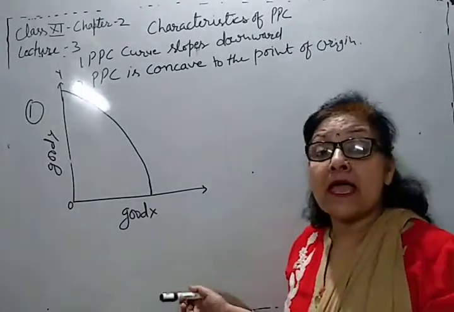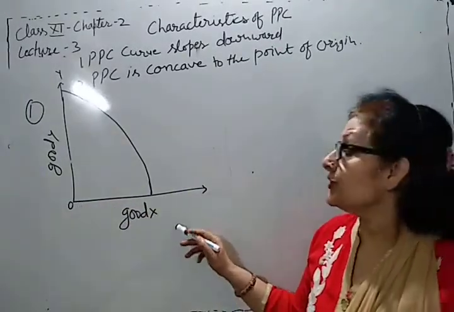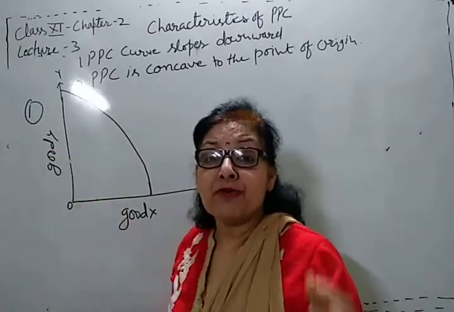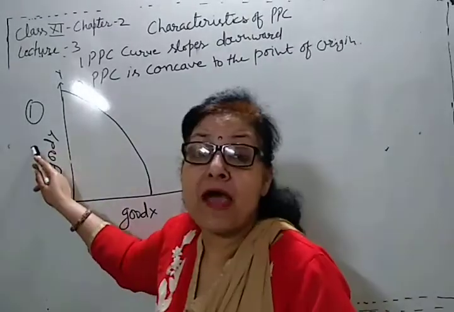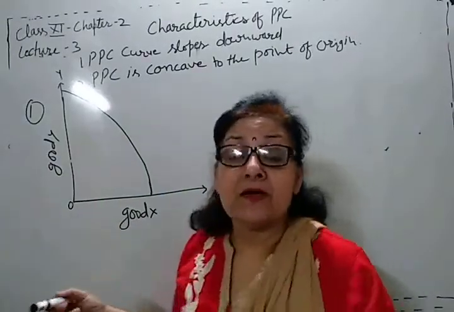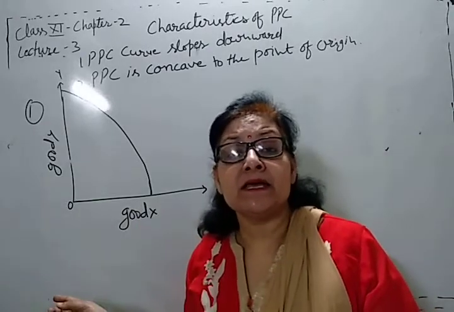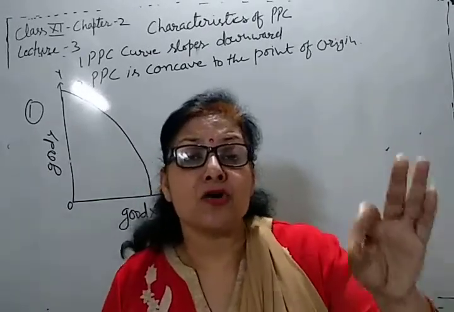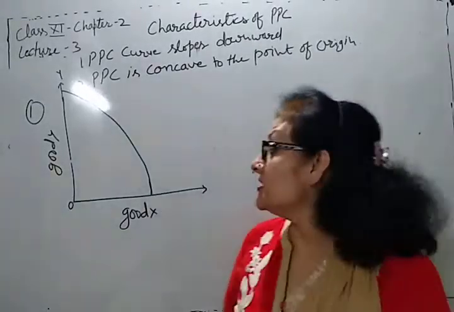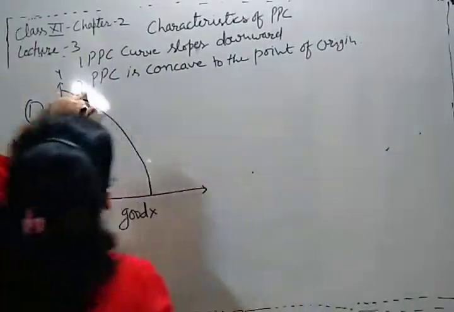Clear? Means to say, if you want to produce more of good X, you have to decrease production of good Y. Or if you want to increase production of good Y, you have to decrease production of good X. Means production of one good can be increased only at the cost of production of another good. Clear or not? This is called opportunity cost. Clear? Now we take the second.